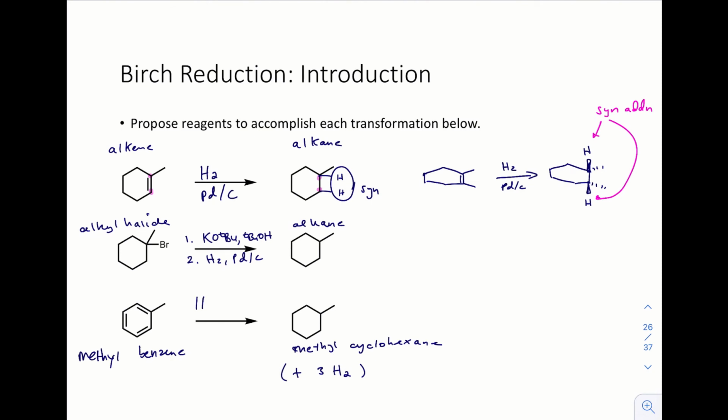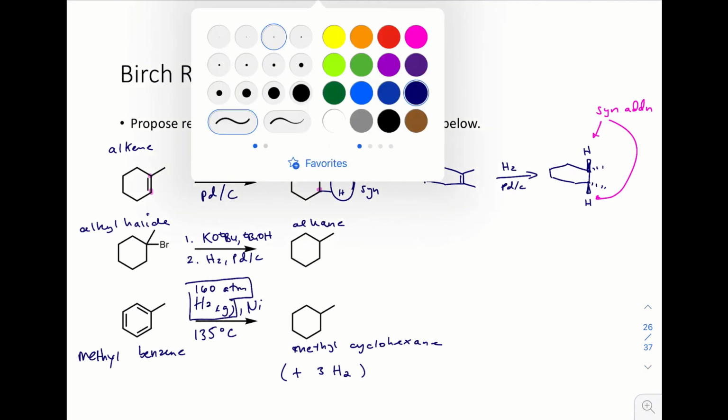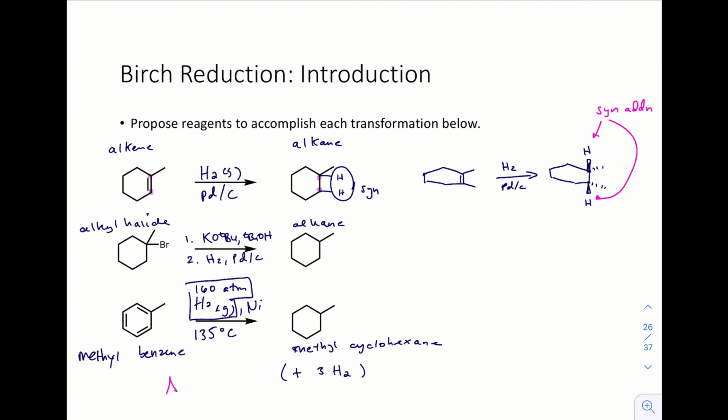You may be saying this cannot be done. Well, it can. It can be done with hydrogen gas, but it's going to require a little bit different conditions. So instead of palladium on carbon, a nickel catalyst at 135 degrees Celsius and 160 atmospheres of hydrogen gas. Say what? 160 atmospheres of hydrogen gas. Yes, that is correct. I did not misspeak.